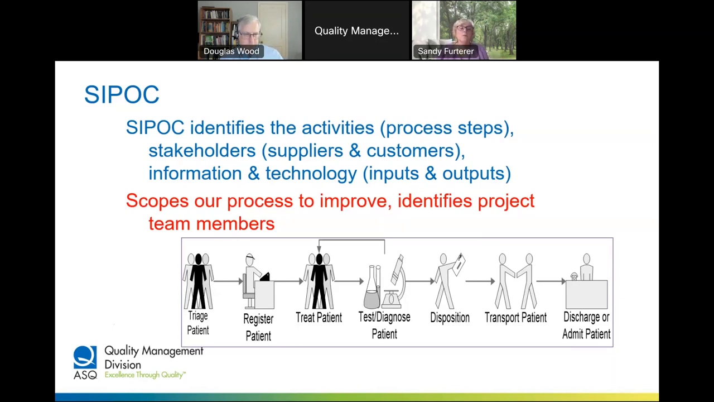And then you're also understanding at this point the inputs and outputs. So it really helps you to scope and, if you do a stakeholder analysis, it helps you to make sure there's a match between your customers and suppliers and stakeholders that you've identified who should be on that team. Okay.